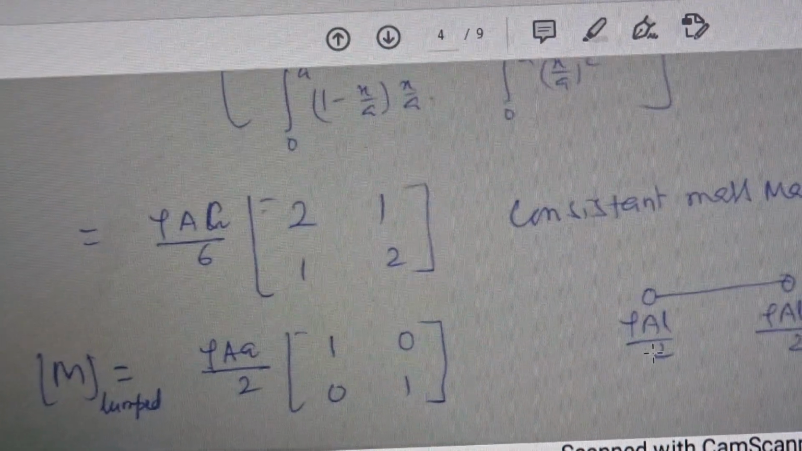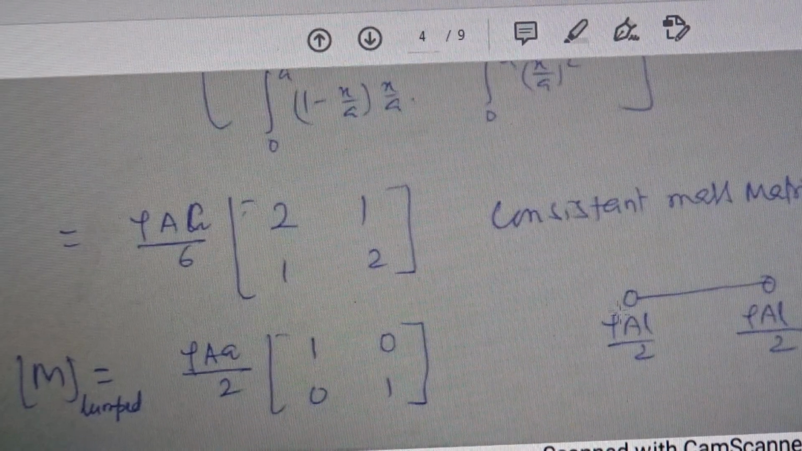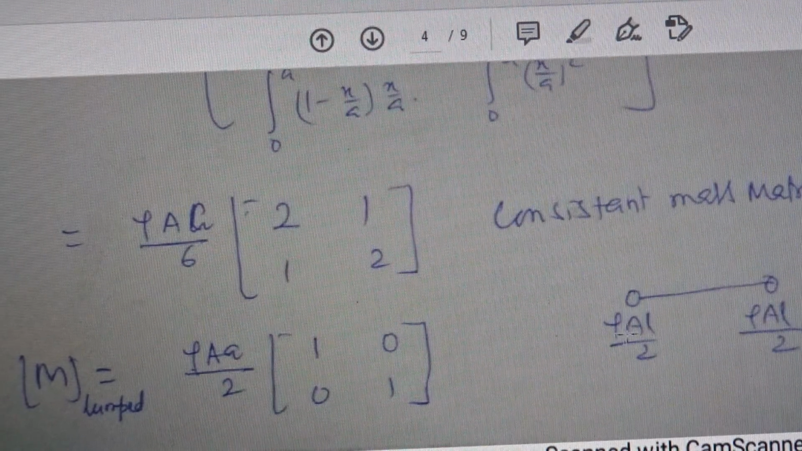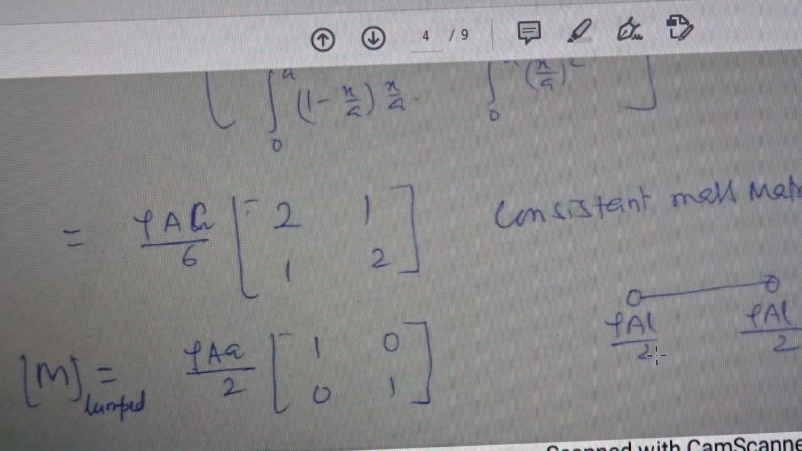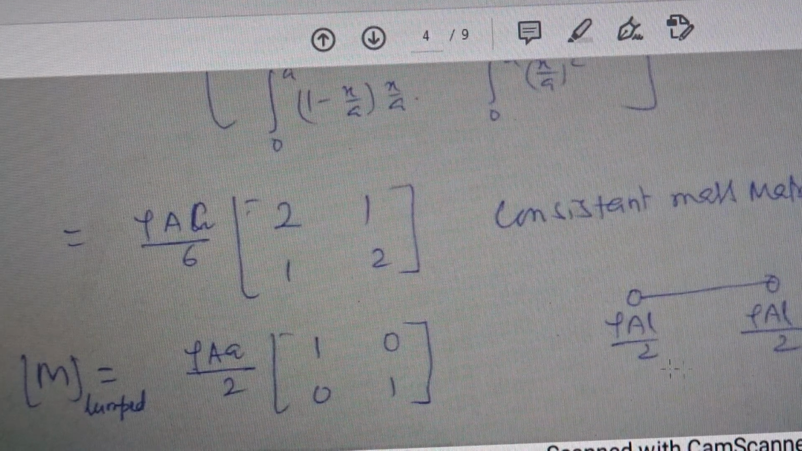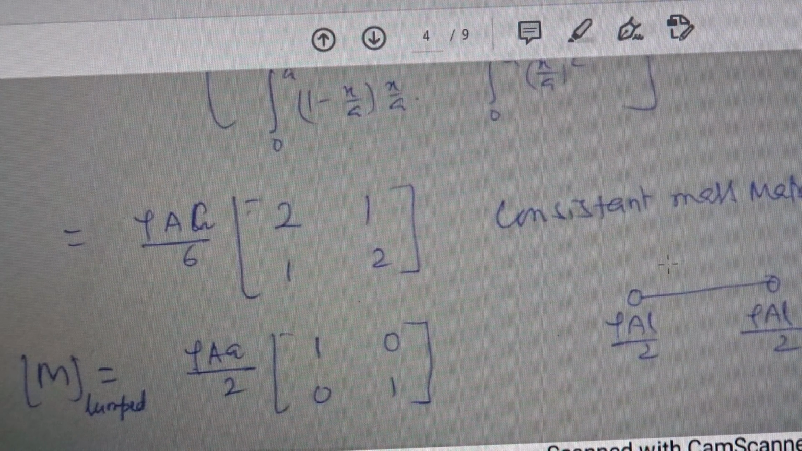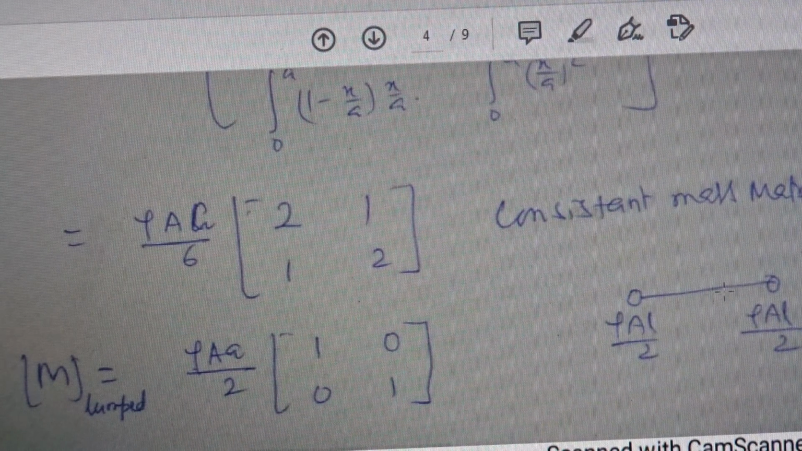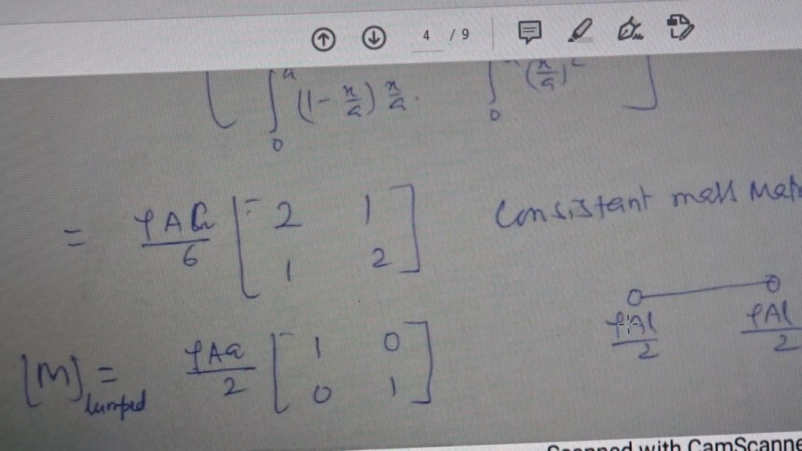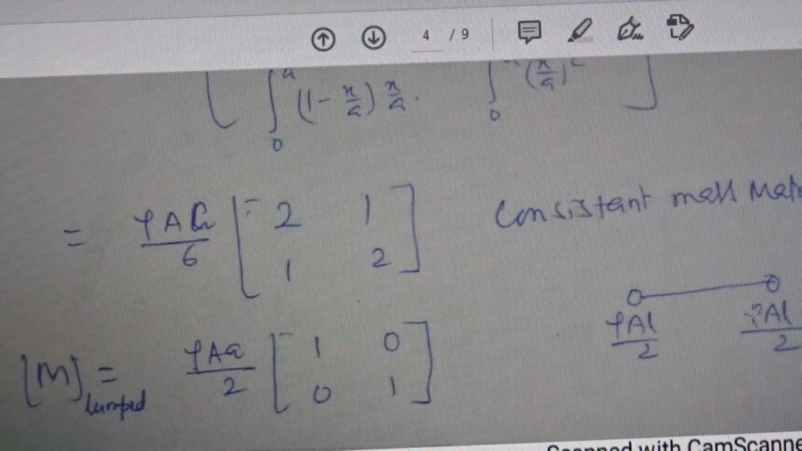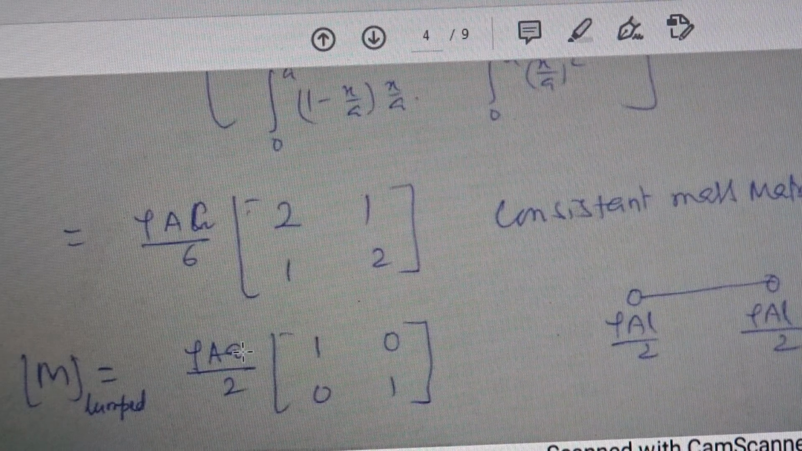You can also use the lumped mass matrix, where the mass rho A L by 2 is divided at the two nodes, half mass at each. Some books give the lumped matrix, so you can also use it. For the lumped matrix, M is equal to rho A by 2 times 1 0 0 1.